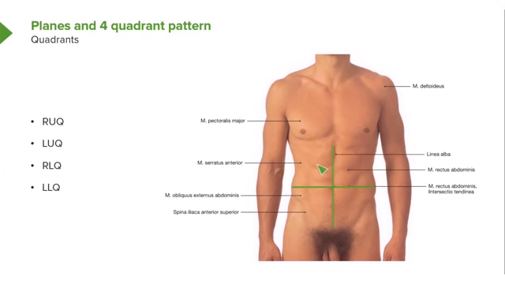Underlying some of these quadrants would be principally the liver and gallbladder in the right upper quadrant. The liver does extend over to the left upper quadrant. We would have the spleen residing within this region. Good portion of the stomach. In the right lower quadrant, for example, we'd have the appendix and the cecum. And in your left lower quadrant, underlying this particular region, we would have the descending colon and sigmoid colon.